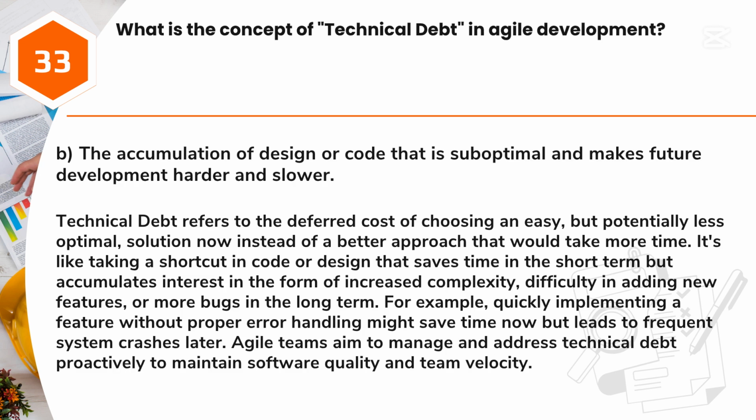Answer: B. The accumulation of design or code that is suboptimal and makes future development harder and slower. Technical debt refers to the deferred cost of choosing an easy, but potentially less optimal, solution now instead of a better approach that would take more time. It's like taking a shortcut in code or design that saves time in the short term but accumulates interest in the form of increased complexity, difficulty in adding new features, or more bugs in the long term. For example, quickly implementing a feature without proper error handling might save time now but leads to frequent system crashes later. Agile teams aim to manage and address technical debt proactively to maintain software quality and team velocity.